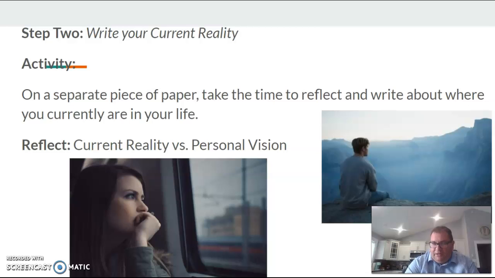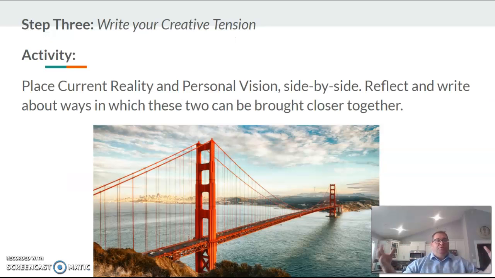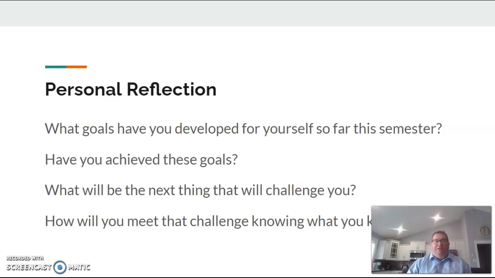So I know I didn't give you a lot of time to do that, but you can take some more time on your own. This is about recognizing where you are. Now, if you were to put those two things together, side by side, how far apart are they? Reflect on that. Reflect about what is needed to get from your current reality to your personal vision of where you want to be. That's what personal mastery is all about. So think about this in terms of what goals you have developed. Thank you very much.